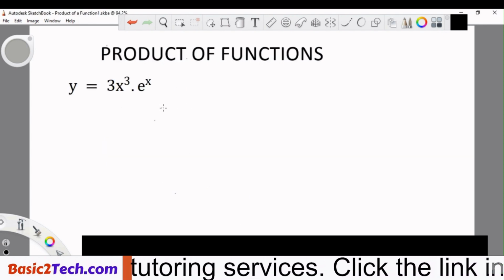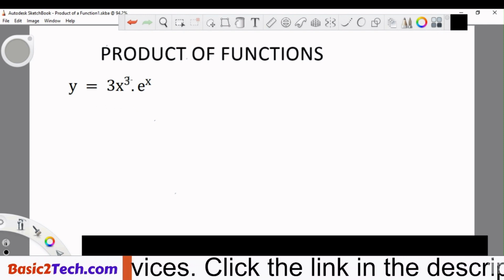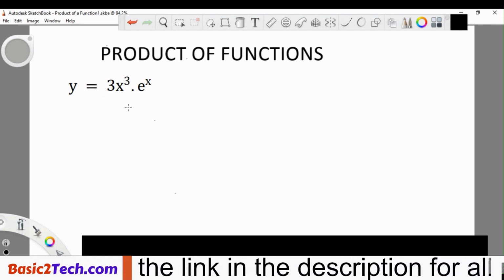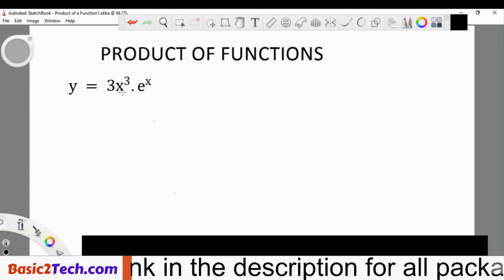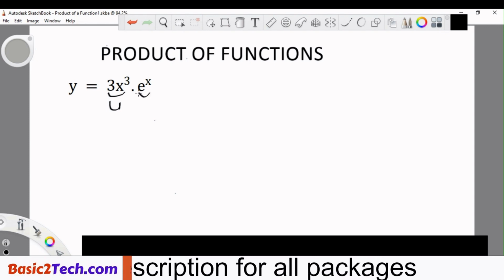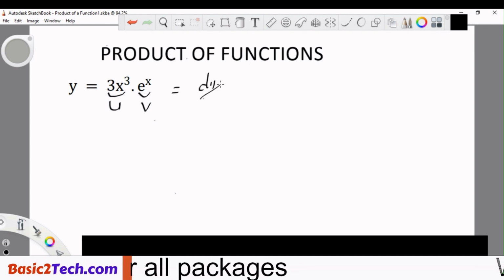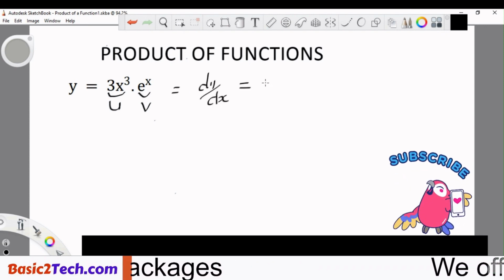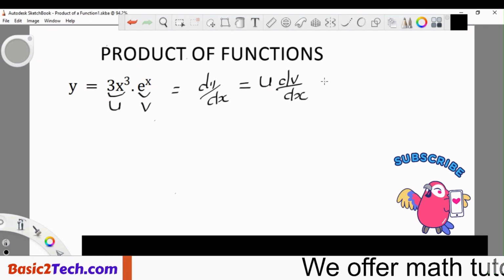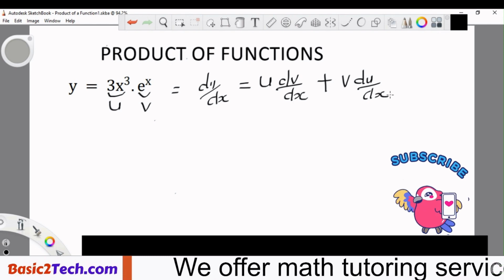Here is a good question. Differentiate y equal to 3x cubed times exponential x. Again, as you can see, this is a product of two functions. Here is our first function, we call it u, and here is our second function, we call it v. Remember the formula, which is dy dx is equal to u dv dx plus v du dx.